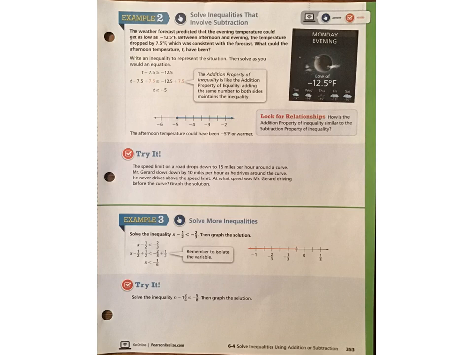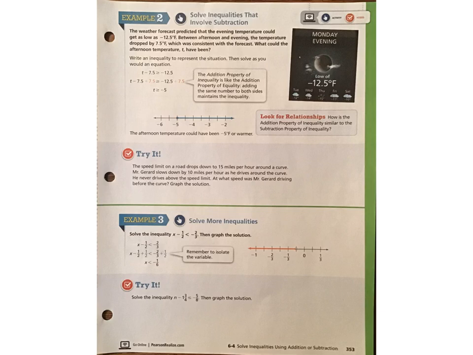Let's move on to example 2. Solve inequalities that involve subtraction. The weather forecast predicted that the evening temperature could get as low as -12 5/10 degrees Fahrenheit. Between afternoon and evening, the temperature dropped by 7 5/10 degrees Fahrenheit, which was consistent with the forecast. What could the afternoon temperature T have been?